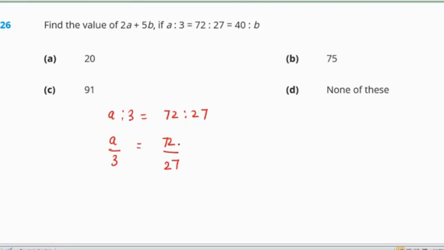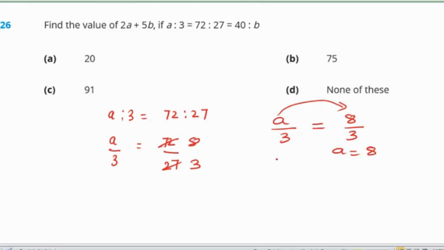Okay, if we are going to solve them, what will we be getting? Let's reduce it to the simplest form. 9 8s are 72, 9 3s are 27. So we are getting 8 by 3. So A by 3 is equal to 8 by 3. So what we can say is, the value of A is 8. That is very much clear over here.